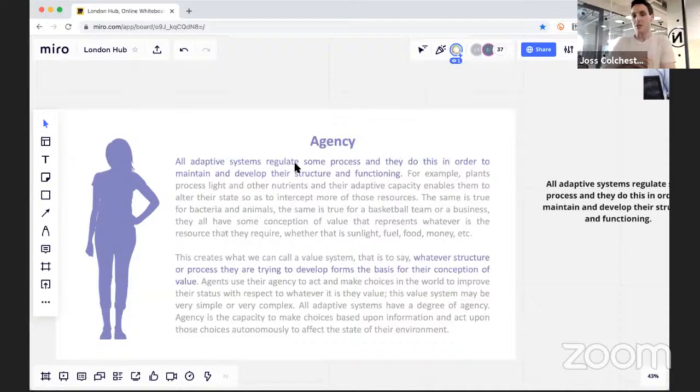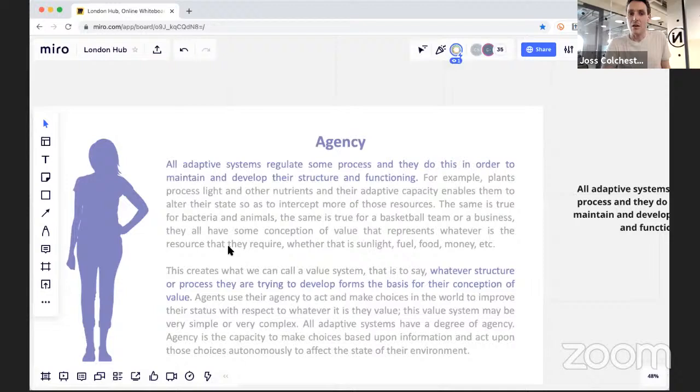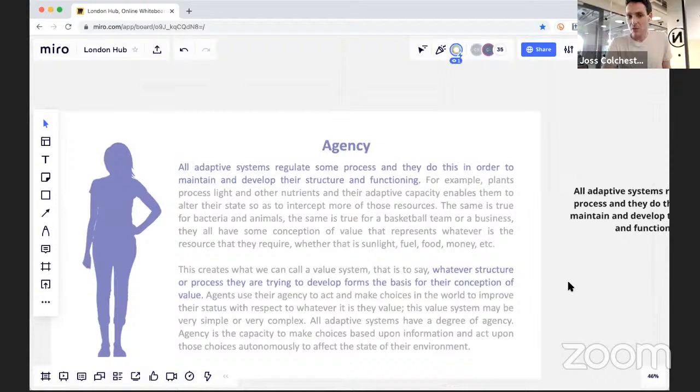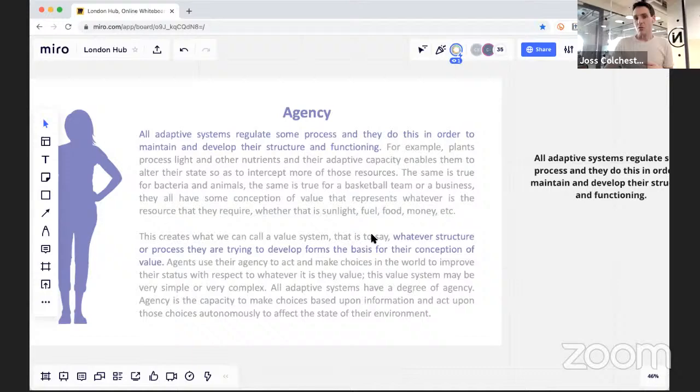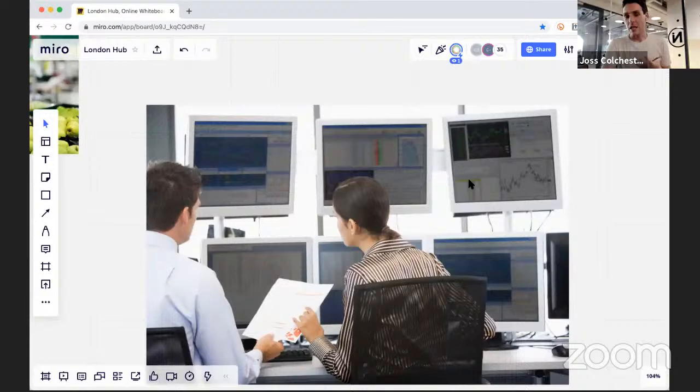And this creates a certain value system, right? That's the idea. These agents have a value system, whether it's the resources they require, whether it's sunlight, fuel, food, money, whatever it may be. And they're trying to improve their state with respect to whatever it is they're valuing. These guys up here, they value money, and they're taking actions, they're agents within a market system.